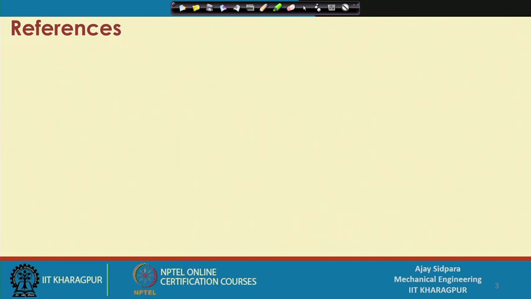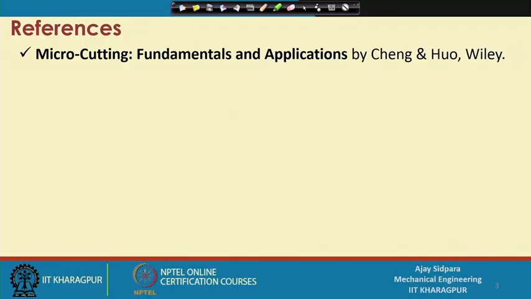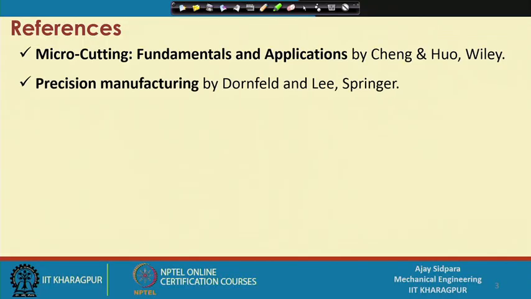What are the references? So, these are the references. One is Micro Cutting: Fundamentals and Applications by Cheng and Huo. It is a Wiley publication. Here you will get the information about all the milling operations, turning operations as well as the diamond turning operations. As well as the theory and some other parts which will be very convenient to refresh.